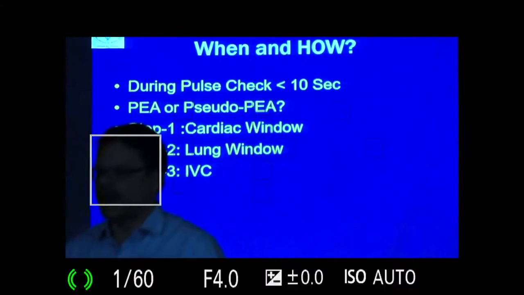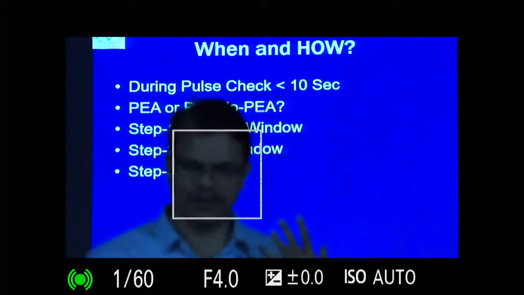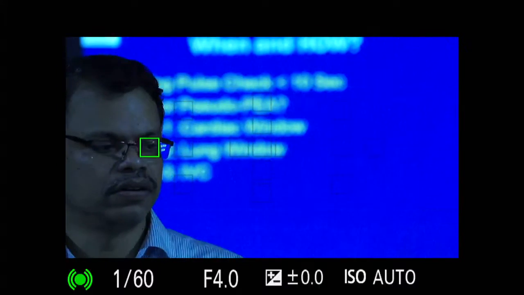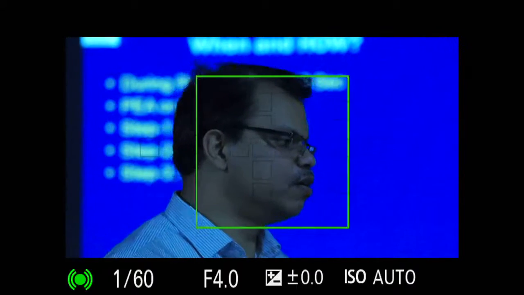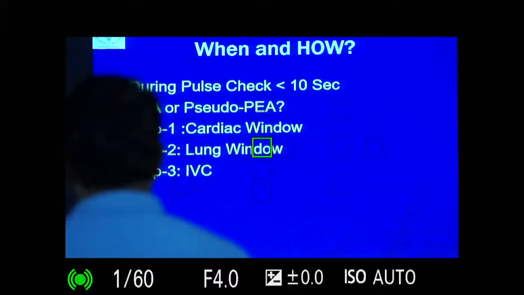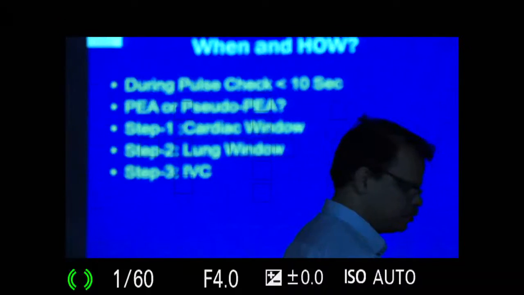Okay. You can scan the heart, the lung and the inferior vena cava, got it. So, in the first step we find out the lung window. You have a 10-second loop to do the rhythm check. Earlier it was pulse check, now it is called rhythm check. So, during this 10-second loop you have to ask key questions in the heart.